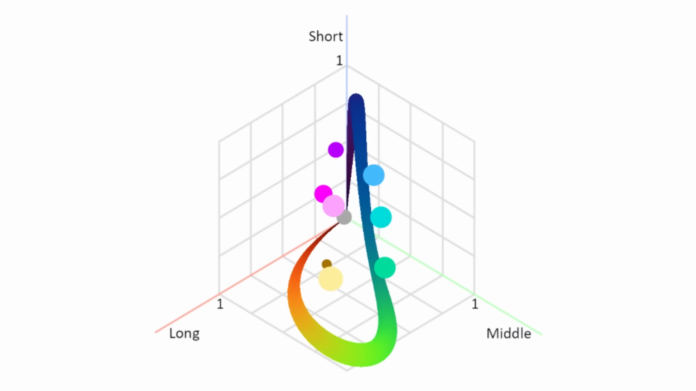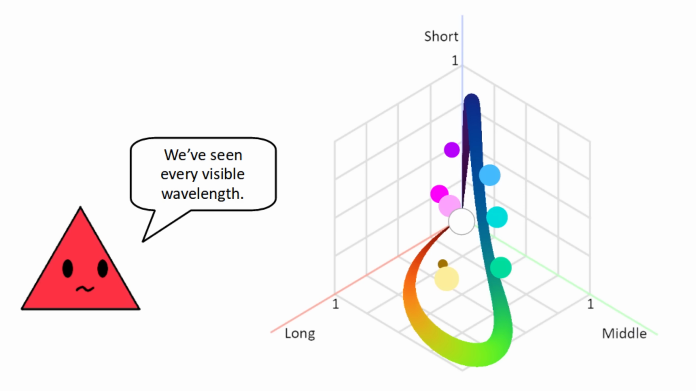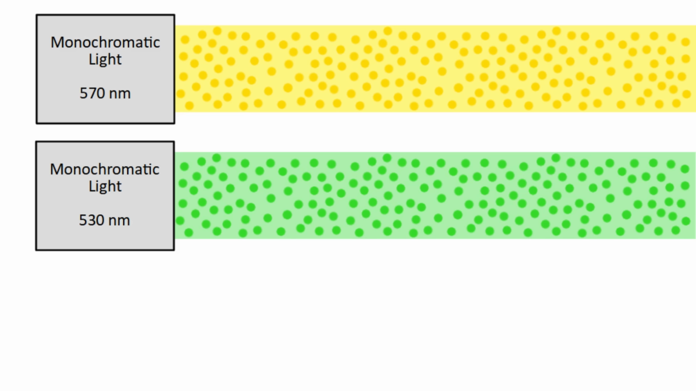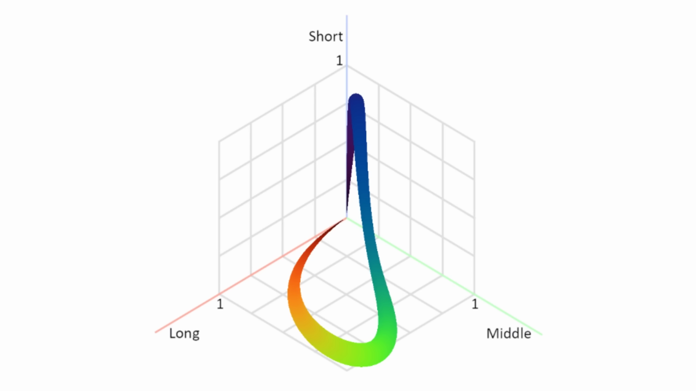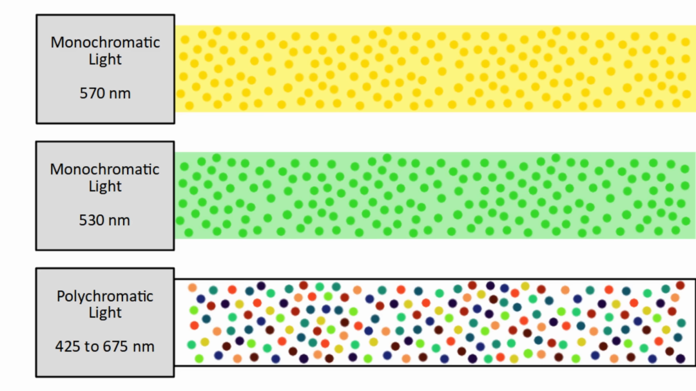Any color you can think of will be somewhere within this color space. But there's still an issue. We've already looked at each visible wavelength, and all that gave us was the parametric curve. So it raises the question, what kind of light actually produces these colors? Well, so far, we've only been looking at monochromatic light, which is when every photon in a beam of light has the same wavelength. This produces what are known as the spectral colors, which are found along the curve that we graphed. In real life, though, light usually consists of many different wavelengths all at once.